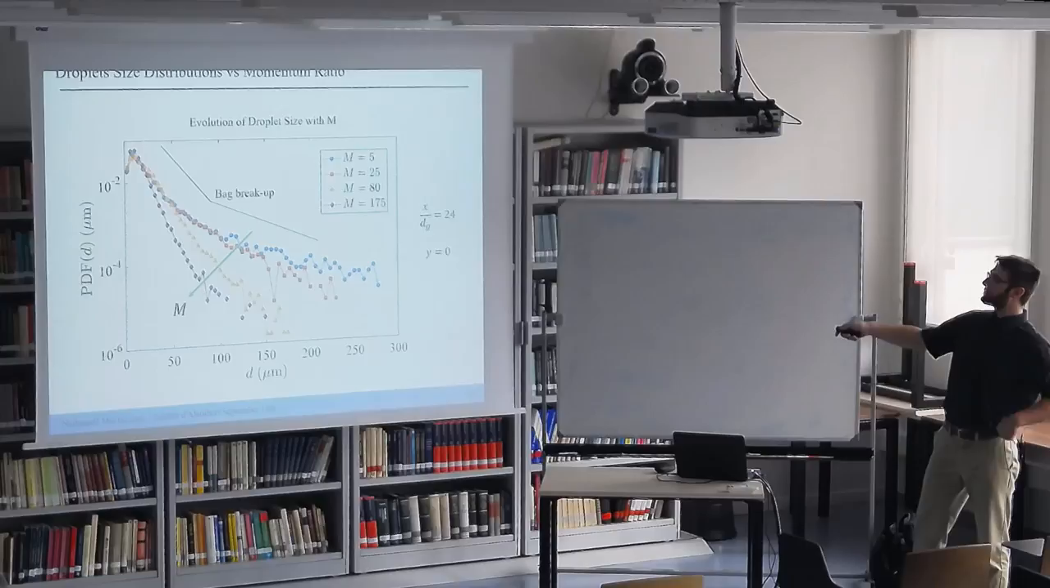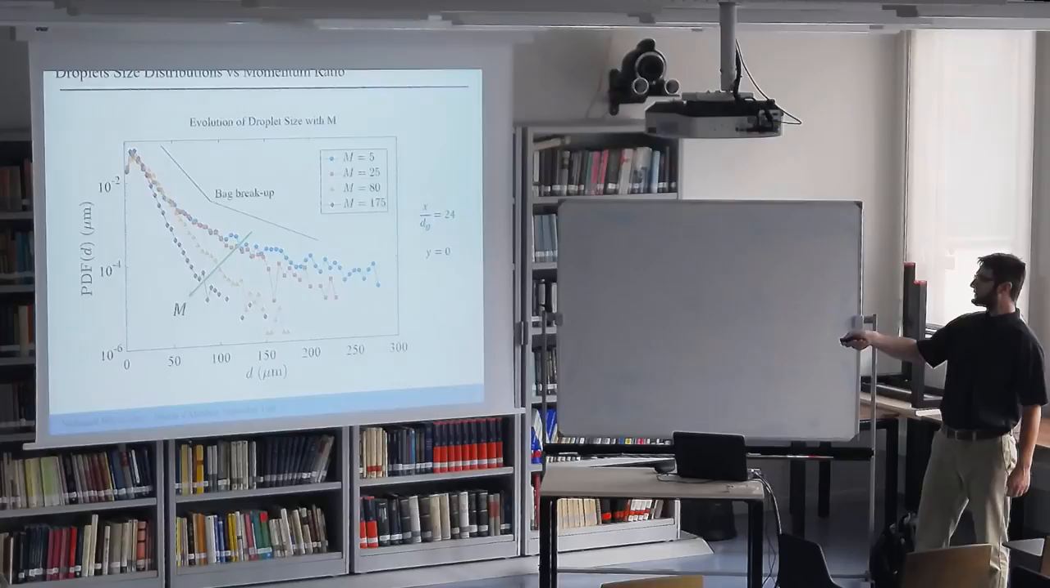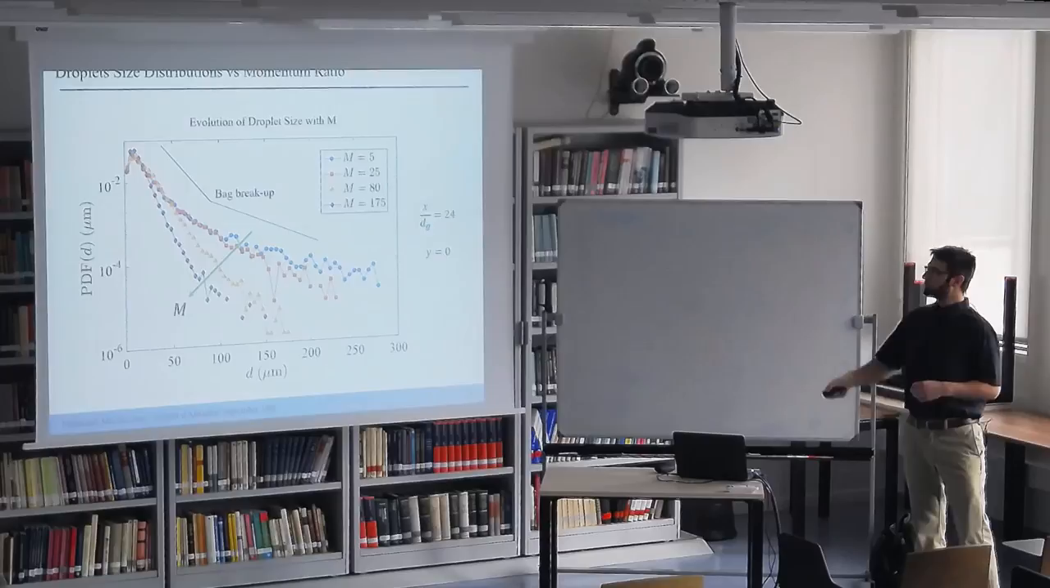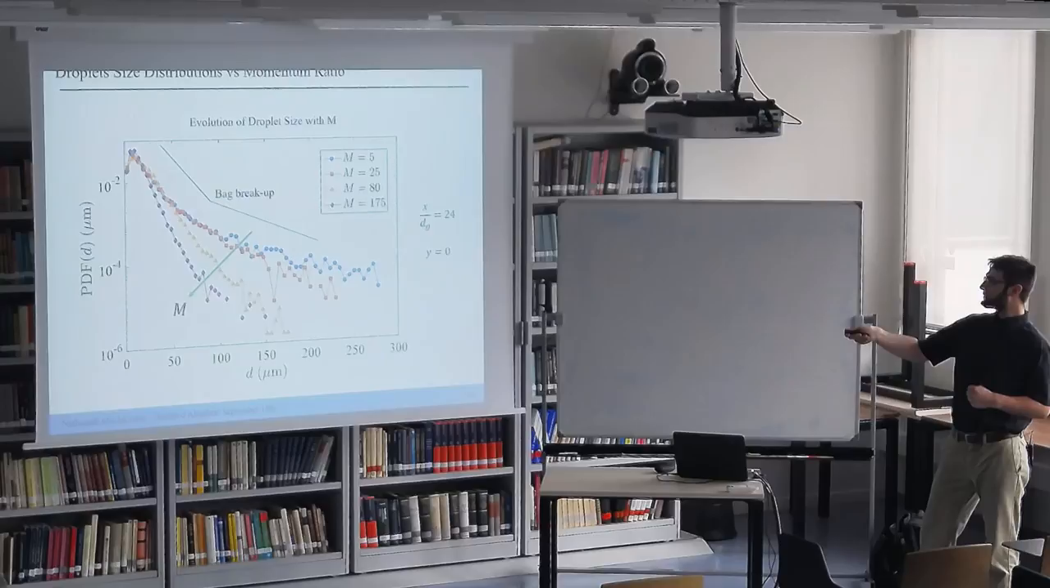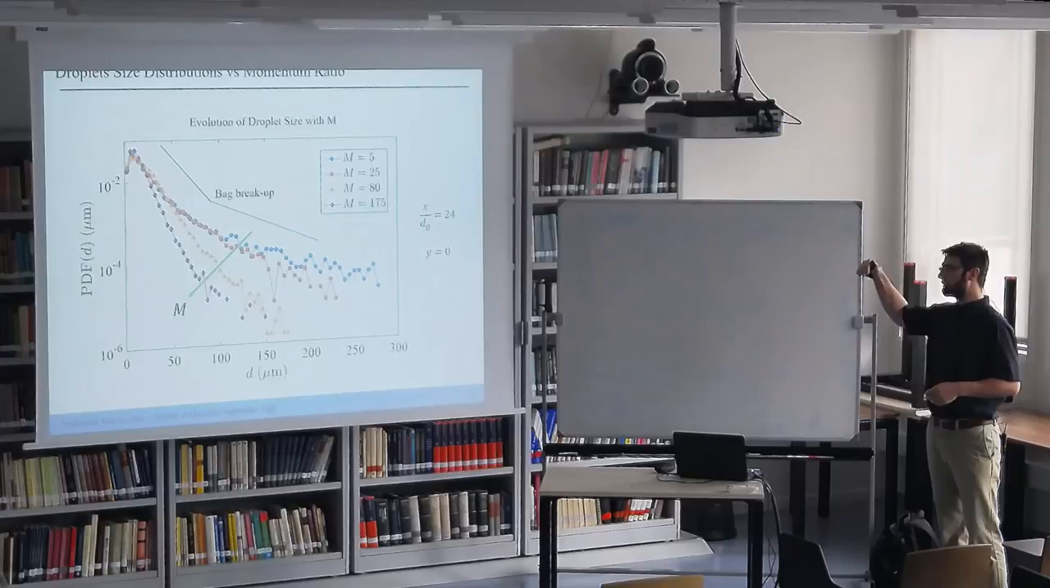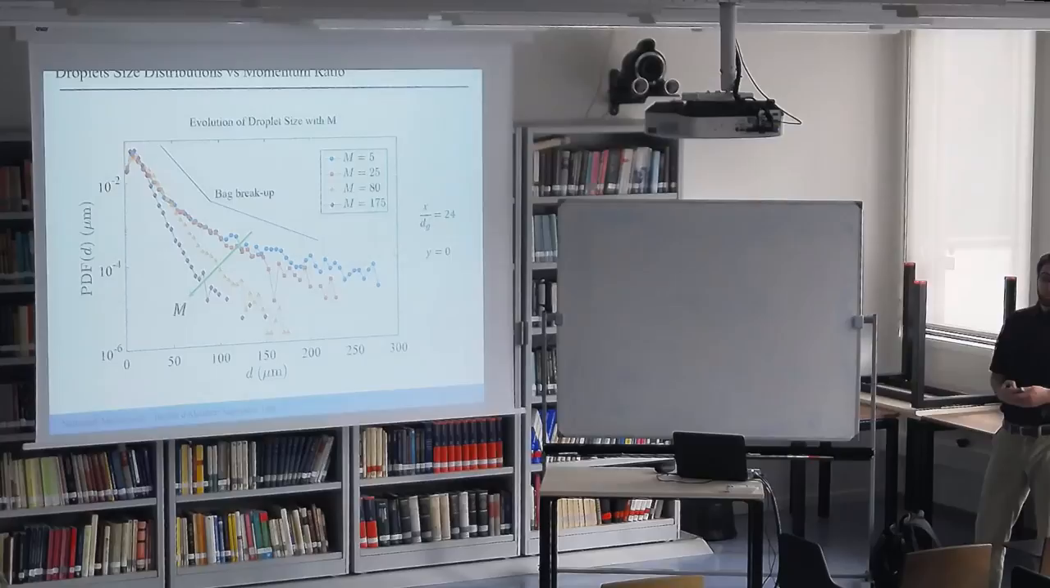So as I was saying before, for the lowest momentum ratio, you still have this change of slopes that get attenuated when you increase the momentum ratio because of the bag breakup. And then you peak at small size and you get a strong exponential decrease and a cutoff in diameter that is towards smaller and smaller size when you increase the momentum ratio, when you have more gas momentum to break your spray.